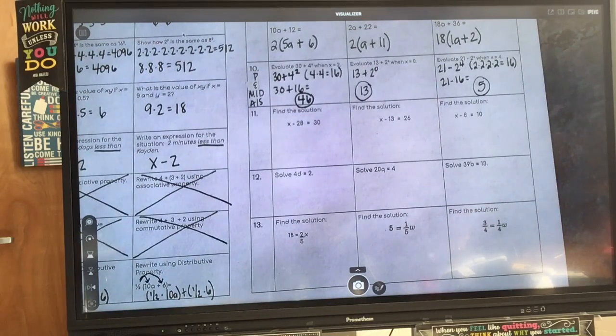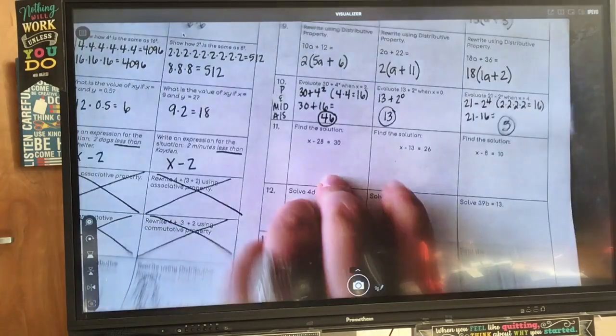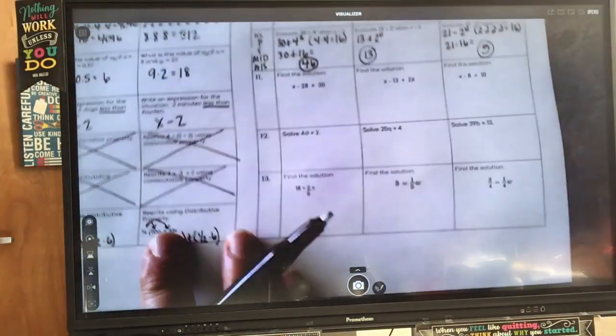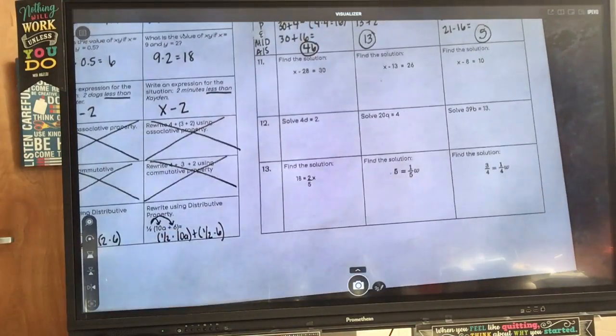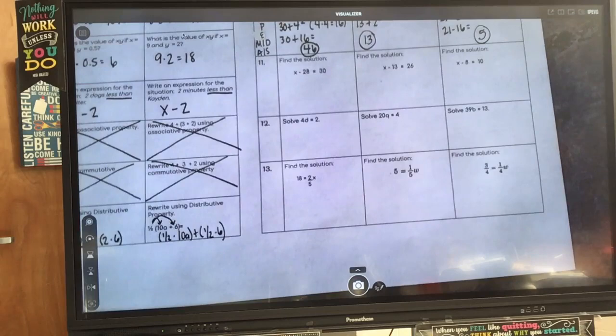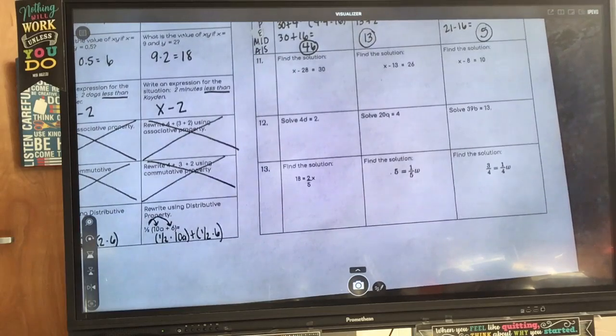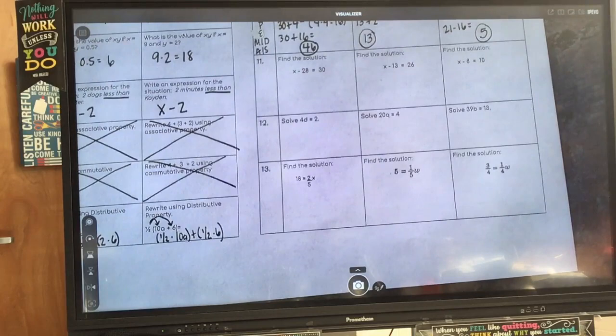Okay, if you have not done 11, 12, and 13, I'm going to give you time to do those. If you've already done them, but you didn't finish the back, I want you to go to the back and work on those. I'm going to set the timer for 5 minutes, and then we're going to continue on. Are you done with everything? Just the whole thing.